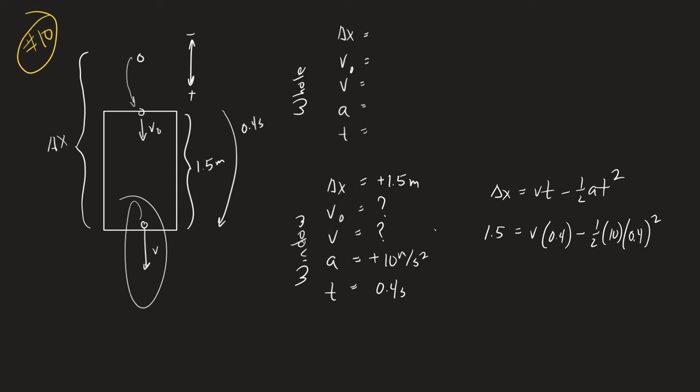This is the arithmetic portion, and I am totally not into the arithmetic. 0.4 squared is 0.16. Half of 0.16 is 0.08. 10 times 0.08 is 0.8. So that's going to make this 2.3 equals v times 0.4. And that makes v equal to, I don't know. Somebody will do it. 2.3 divided by 0.4. 5.75.